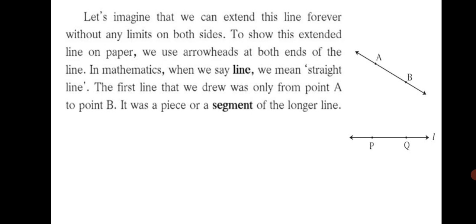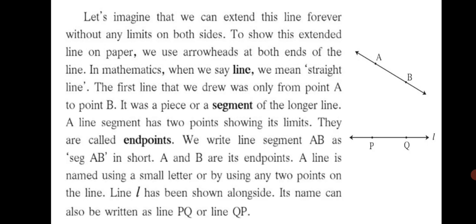The first line that we drew was only from point A to point B. It was a segment of this longer line. So a line segment has 2 points showing its limit. So here AB is a segment of this big line which we have drawn showing the arrowheads. We write the segment AB as seg AB in short. A and B are its endpoints.